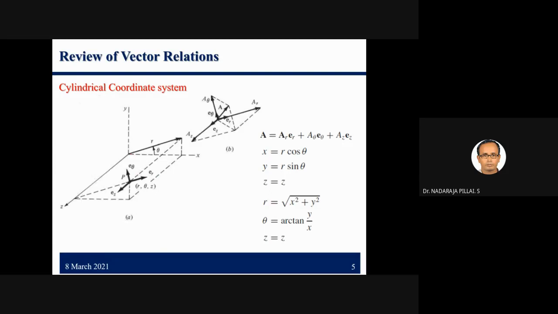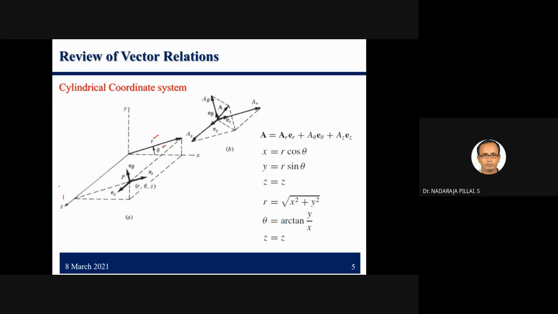Cylindrical coordinate system, please note, we have x, y, and then we have theta. Initially in the Cartesian coordinate system, we have x, y, and z. And in the case of the cylindrical coordinate system, we have r, theta, and z.